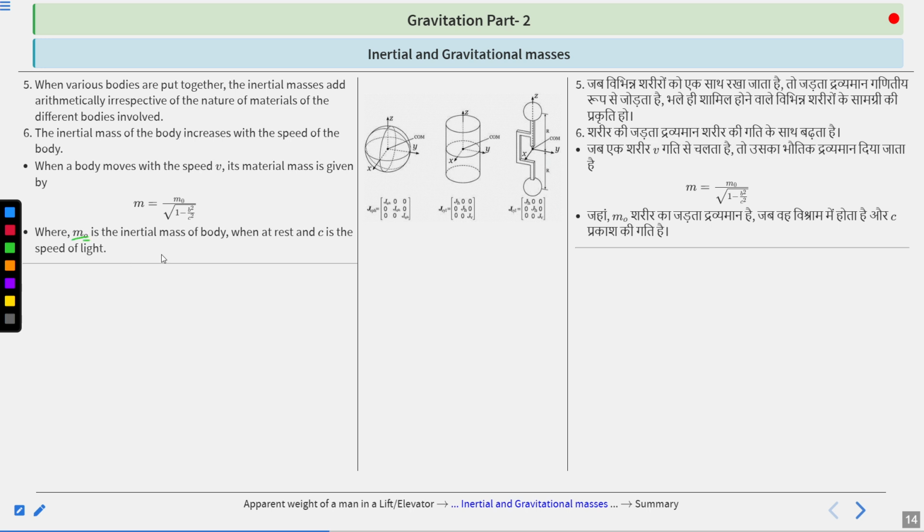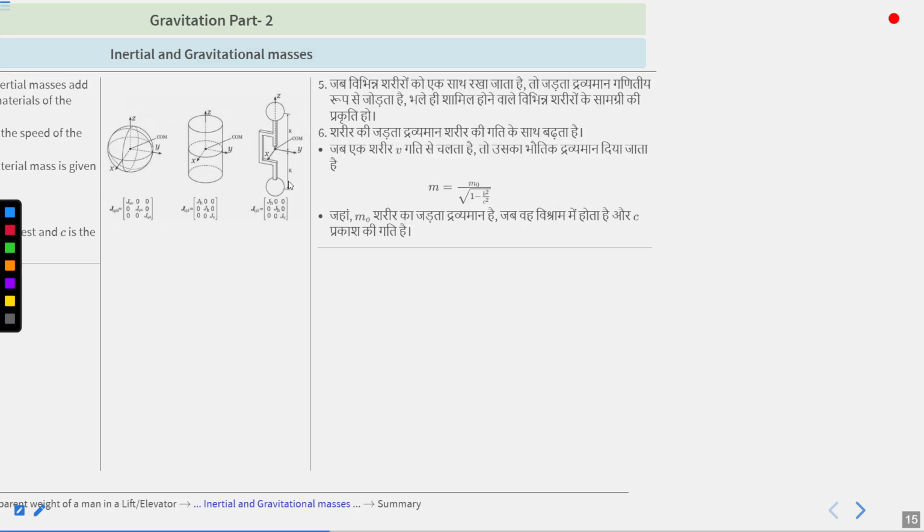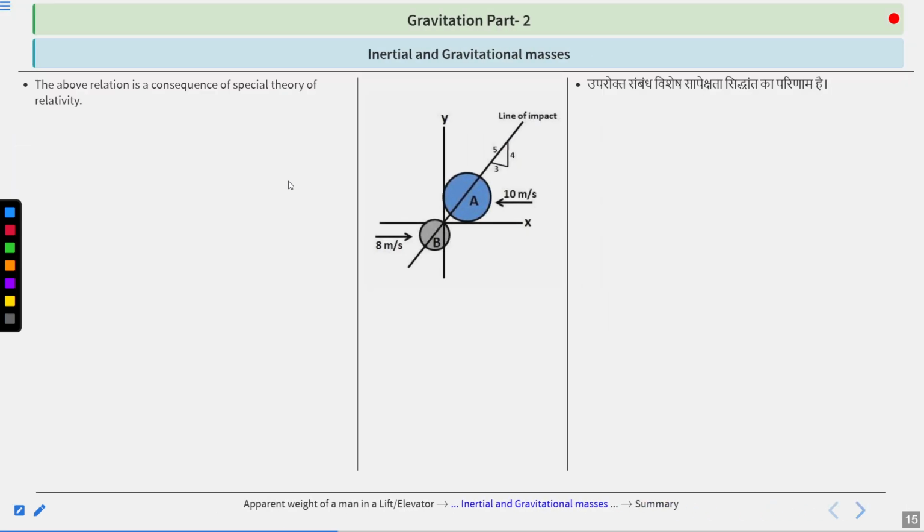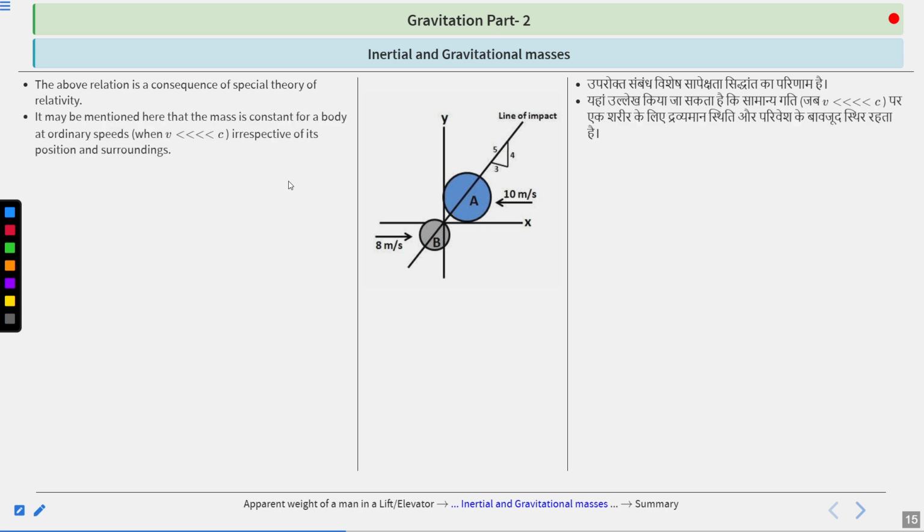Here m0 is the inertial mass of the body when at rest, and c is the speed of light. The above relation is actually a consequence of the special theory of relativity. It may be mentioned here that the mass is constant for a body at ordinary speed, when v is smaller than c by many times, irrespective of its position and its surroundings.